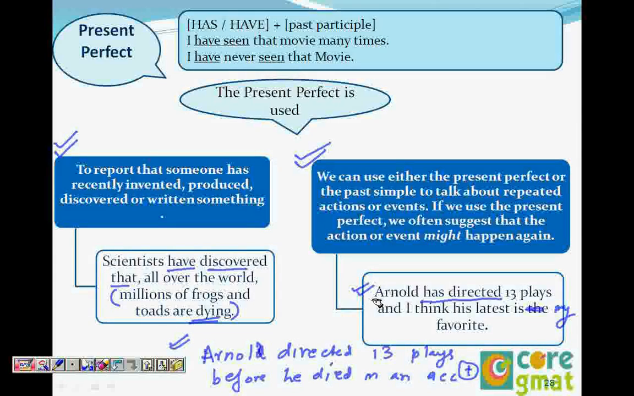So something like if somebody had written "Arnold has directed 13 plays before he died in an accident," that is wrong. That would be wrong because he cannot direct anymore. Yes. Right. So the difference between this and this has to be absolutely clear. Only then I think we should go ahead. Sure. Okay. So is it clear now? It's clear to me. I hope it is clear to all the viewers.